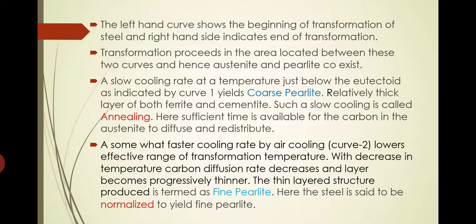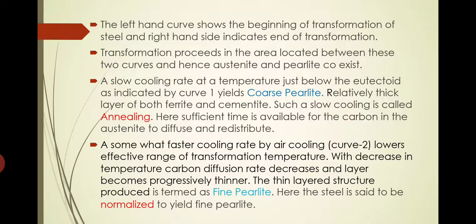So if you want to provide a slow cooling rate, the heat content within the steel should not be allowed to escape quickly. So either we provide an insulating atmosphere, or we keep the specimen within a furnace or something like that, so that we do not allow the heat content of the specimen to escape quickly. Then only can we go for slow cooling. And finally, if we are getting coarse pearlite, then that heat treatment process is simply known as annealing.